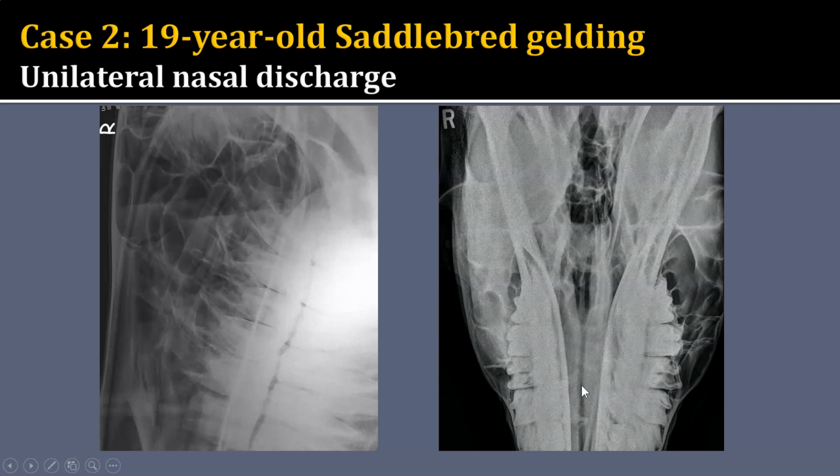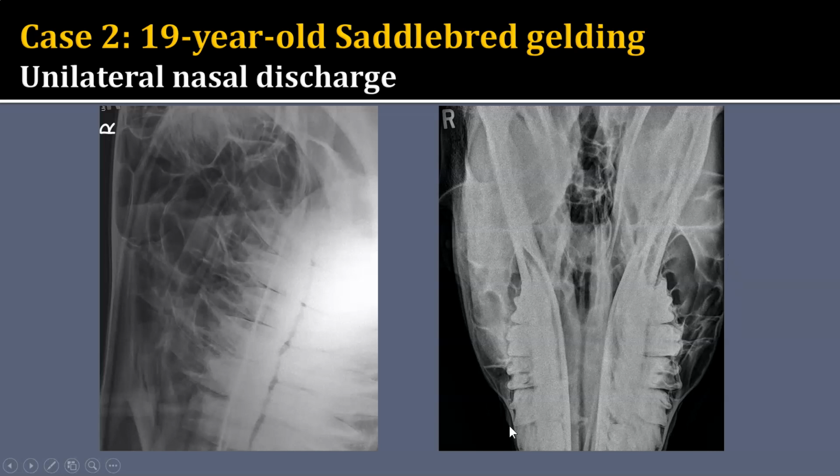When we look at the dorsal ventral view, it looks like this is going to be predominantly right-sided, and the history of unilateral would go along with it being one-sided. So the maxillary sinus on the right side has quite a bit of fluid, and the right nasal passage is maybe a little bit more fluid opacity than the normal left side.